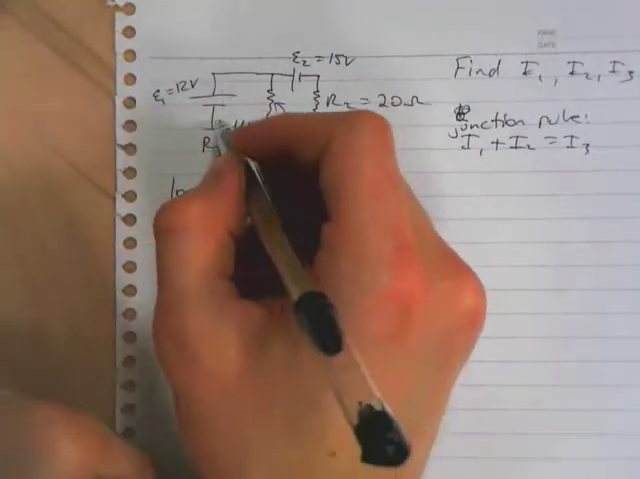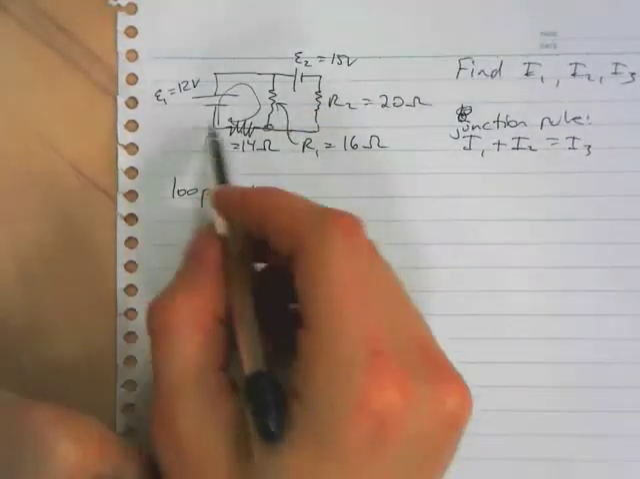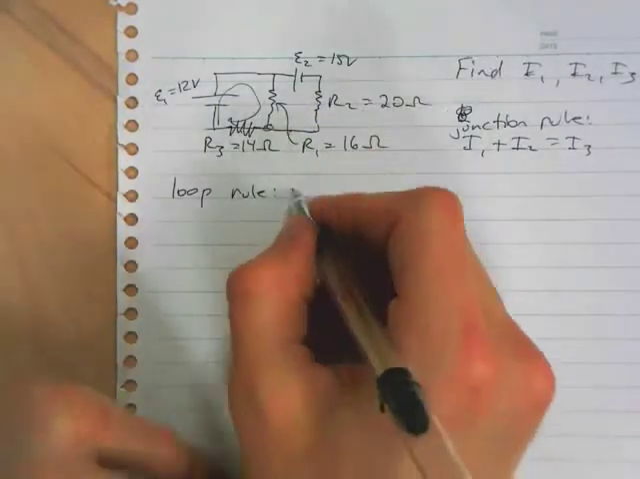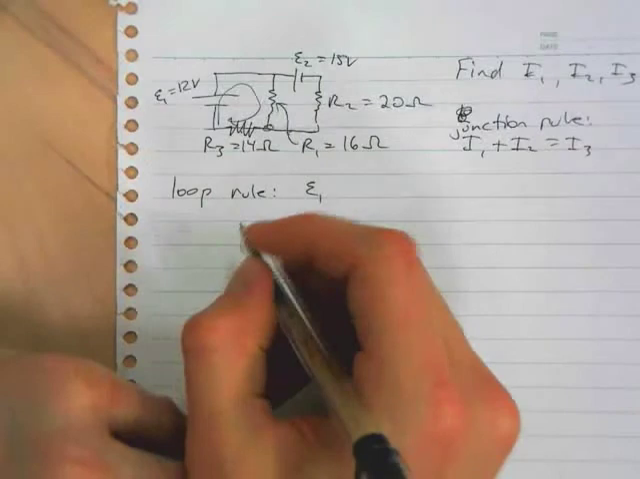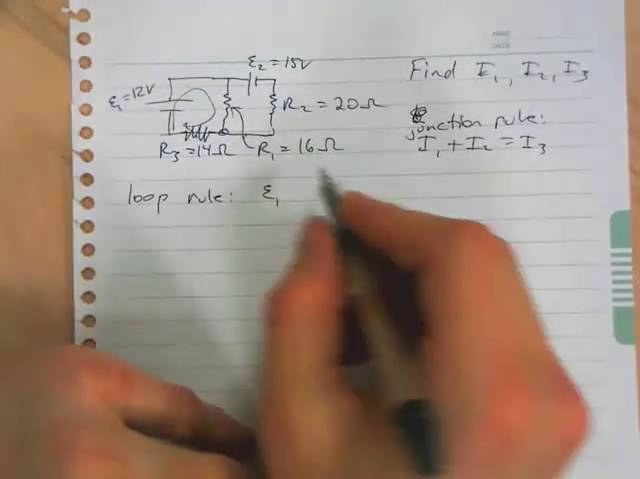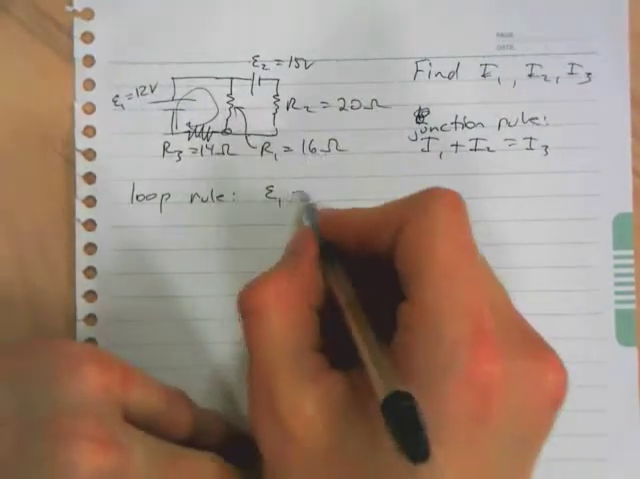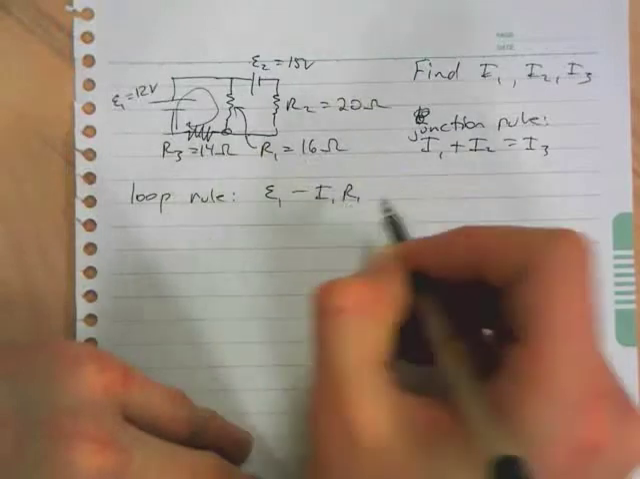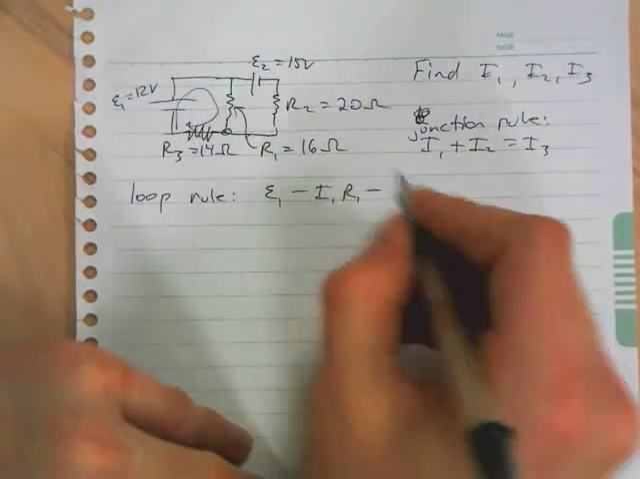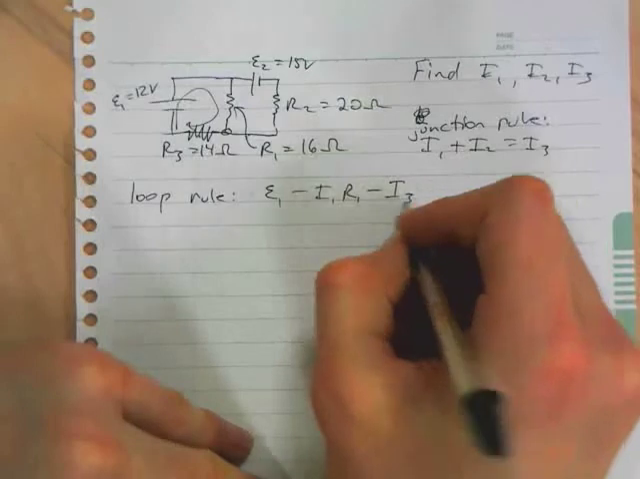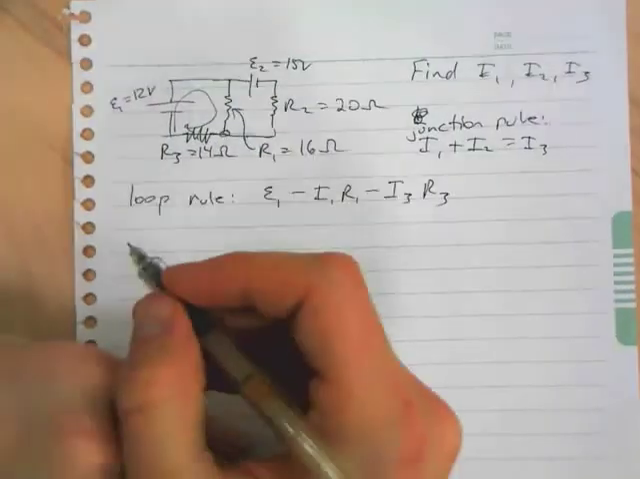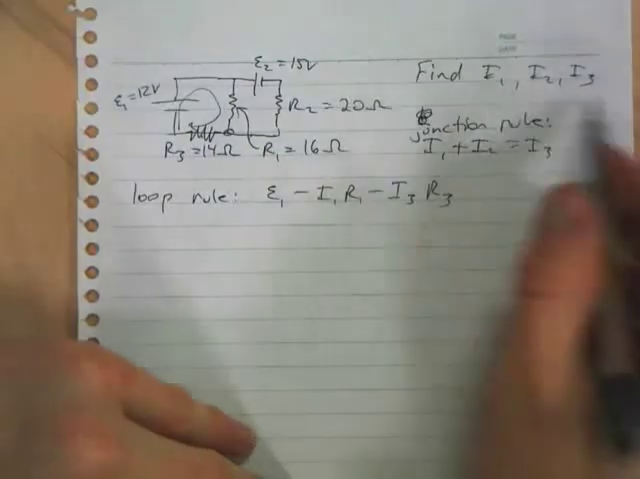We look at this loop, then we've got an increase of our E1, then we've got a voltage drop of our I1, R1, we've got another voltage drop of our I3, R3. Okay, we have three unknowns, so we're going to need three equations.